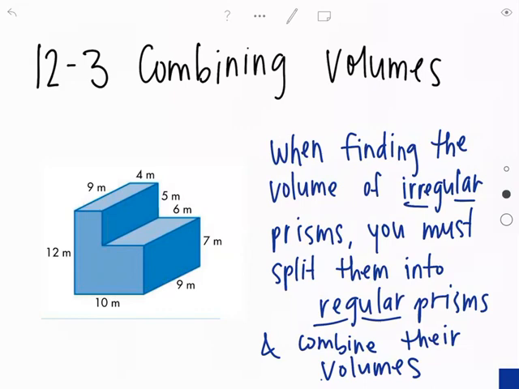So before we get started on that, I do want to go over your homework from Wednesday, 12-2 homework. So go ahead and grab your workbooks to go over the answers. For number 1, on reteaching, it's 8 meters cubed. Number 2 is 5,520 feet cubed. For practice, number 1 is 336 inches cubed.